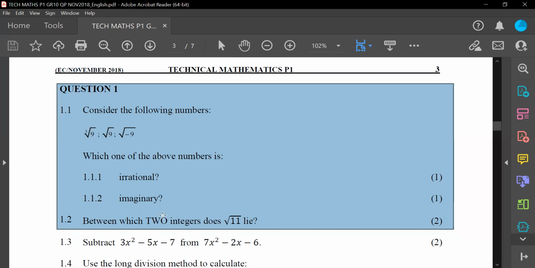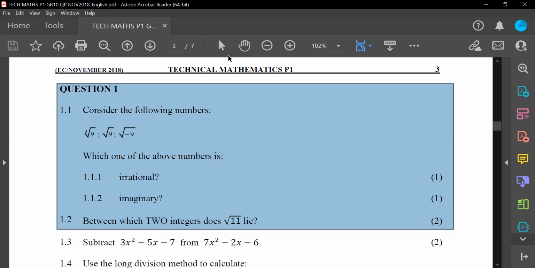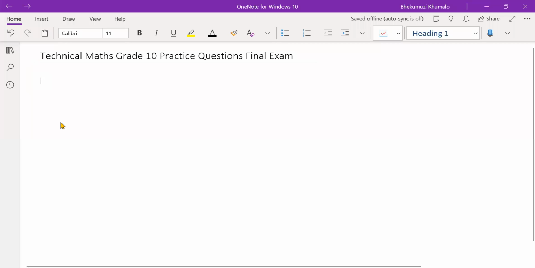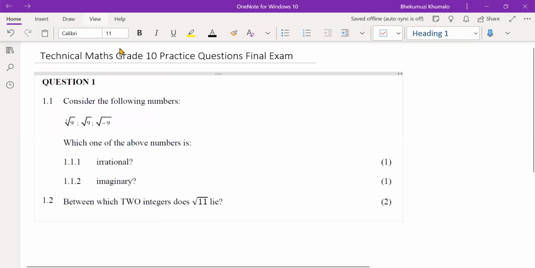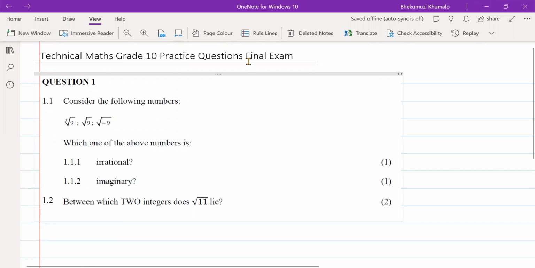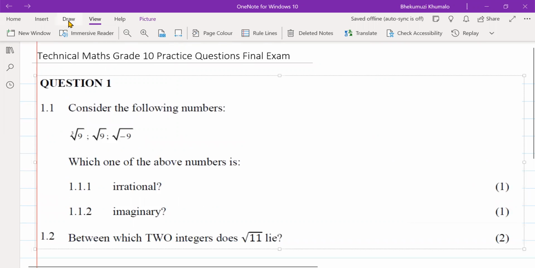So we're going to do question one, and we're going to try and do 1.1 to 1.2. Then we'll continue from there. Okay, so let's get started by looking at the very first one here. So the very first one that we have here is basically question one. And the first question actually asks us and says, consider the following, right?